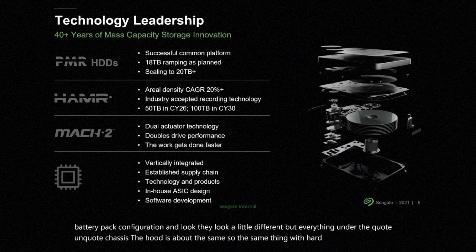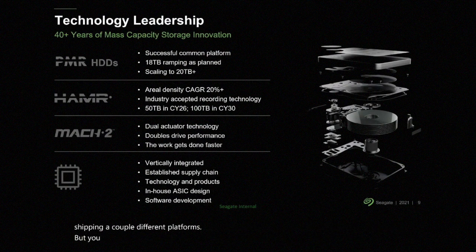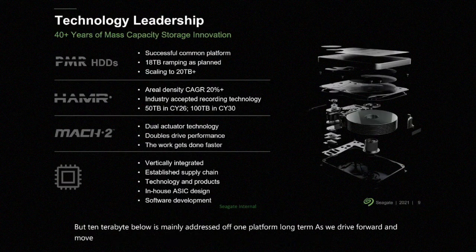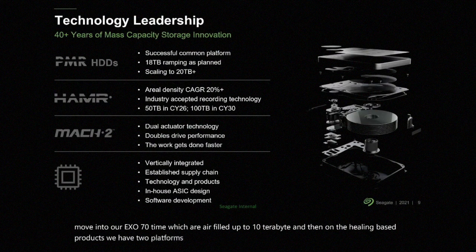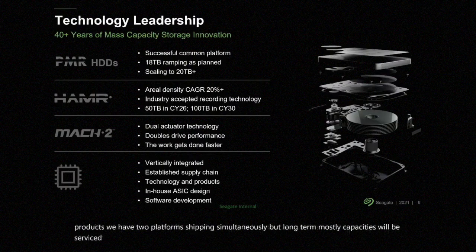We're shipping a couple of different platforms, but 10 terabyte and below is mainly addressed off one platform long term as we move into our Exos 7E10, which is our air-filled up to 10 terabyte. And on the helium-based products, we have 2 platforms shipping simultaneously, but long term, most of those capacities will be serviced off the latest technology up to 18 terabyte, which has capacities reaching down to 10 terabyte off that same platform.